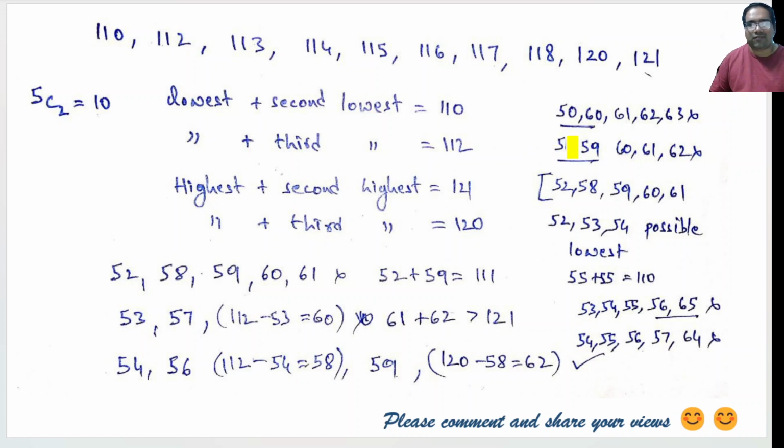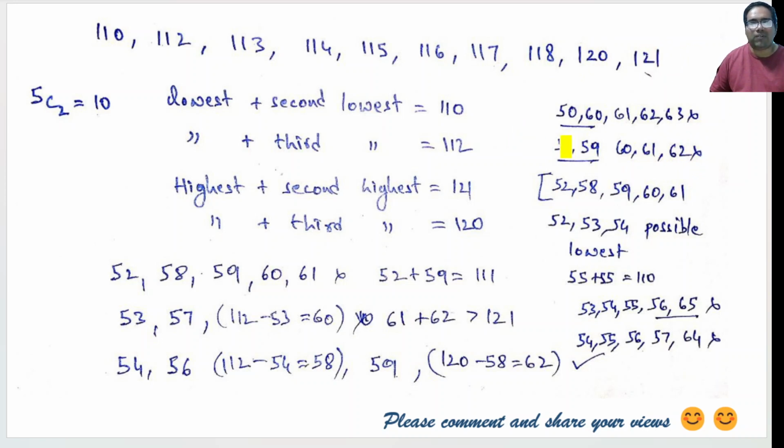So let's check if 51 is possible. If the lowest is 51, then second lowest should be 59 because 51 plus 59 should be equal to 110. If it is 59, then third one should be at least 60, fourth one at least 61, fifth one at least 62. But again, 61 plus 62 is going higher than 121. So this is also not possible.